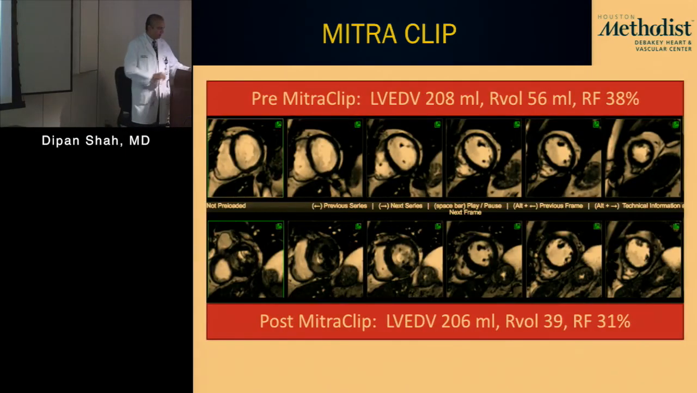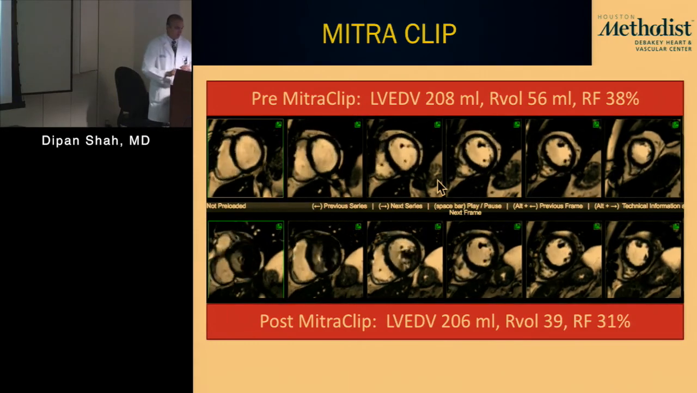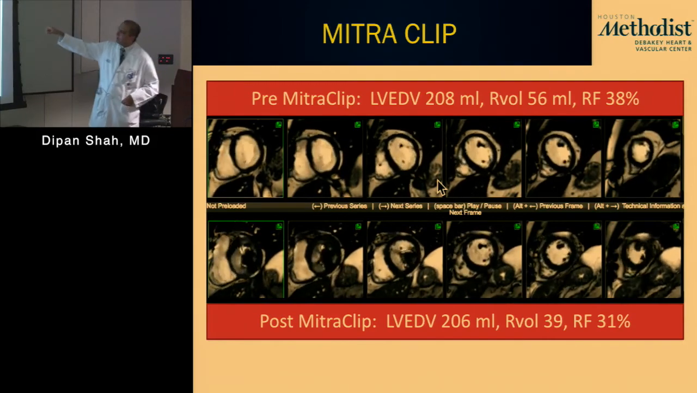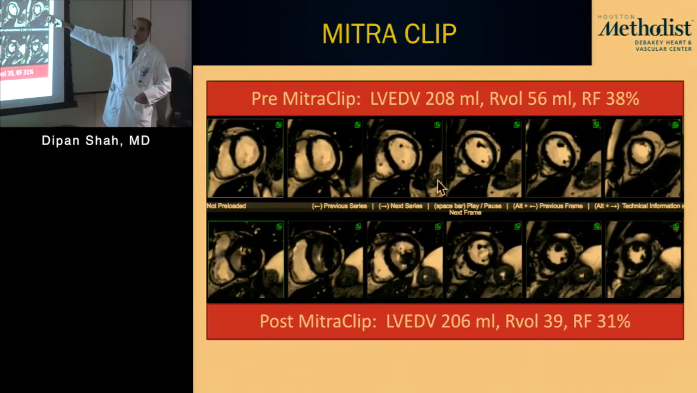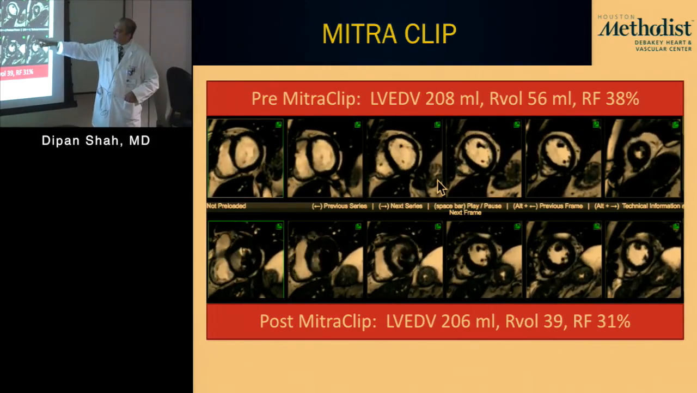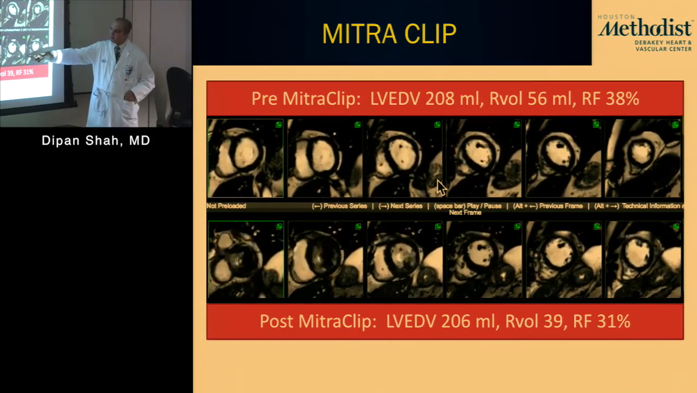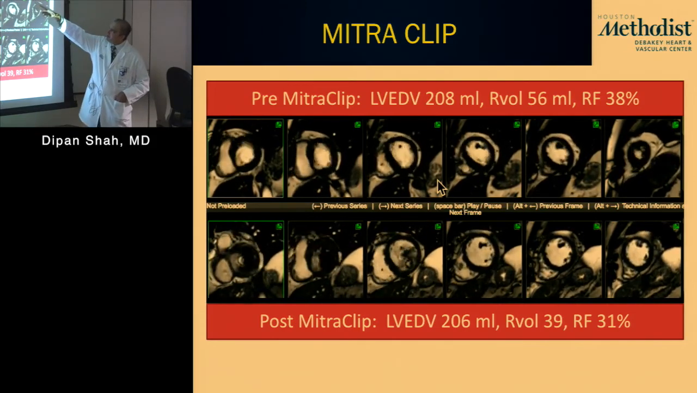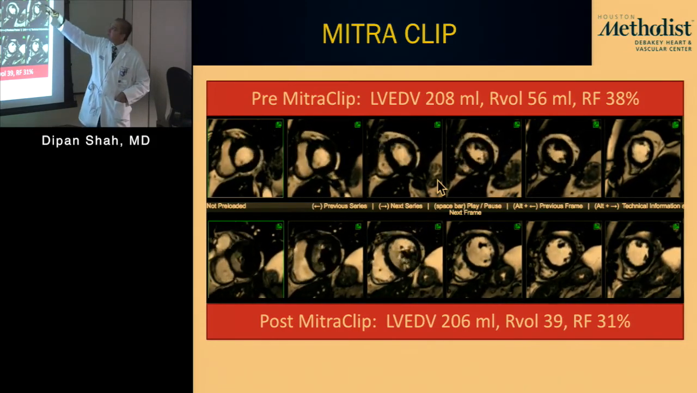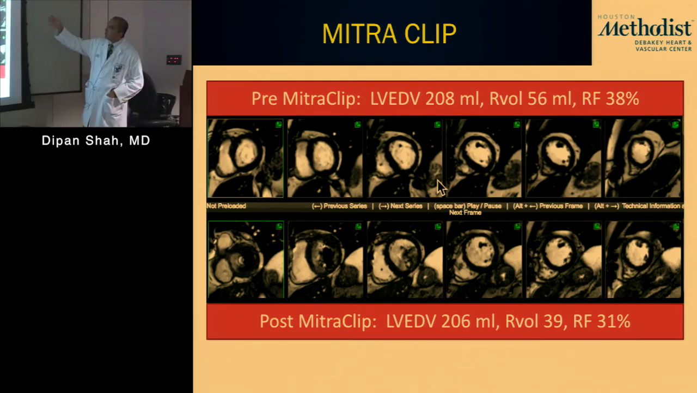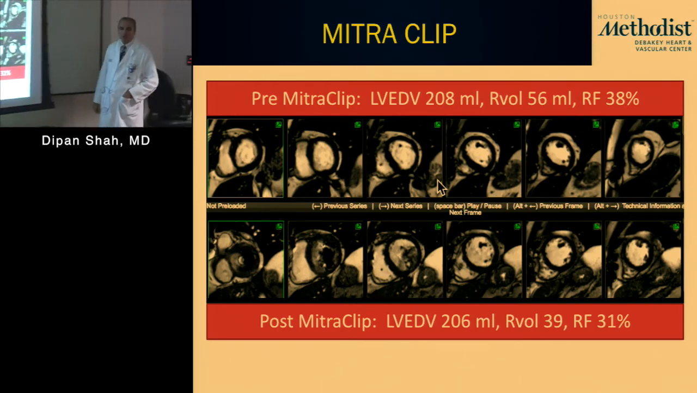Compare that to this other case. Let's see if this plays for us. Okay. Here you see a patient who's got a dilated ventricle, LV end diastolic volume of 208 cc's, but really not much in the way of a reduction in LV end diastolic volume after clip. And this person, you'll notice the mitral regurgitation severity really didn't decrease that much. The regurgitant fraction went from 38% down to 31%. So this is an example of somebody who didn't really reverse remodel that much, but also there really wasn't that much of a reduction in MR severity.